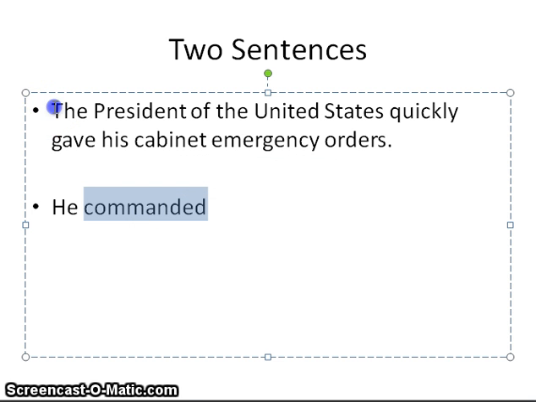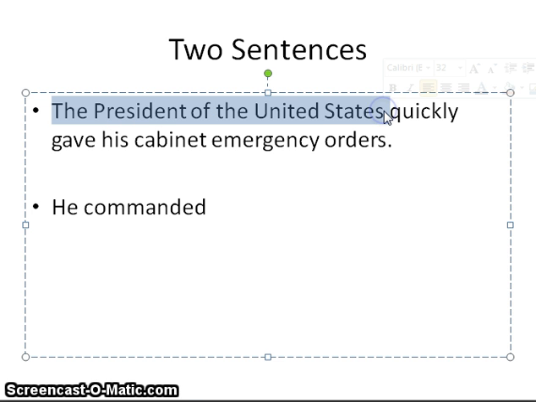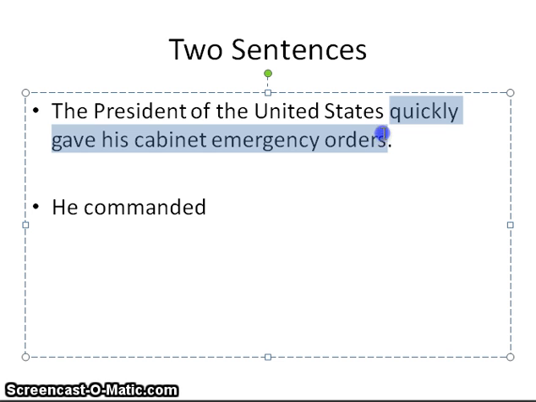Same thing with our first sentence. The President of the United States, that's our subject. It's something we'll learn to call the complete subject because it's got our primary subject and some extra pieces of information. And our complete predicate, quickly gave his cabinet emergency orders. Right here is our primary predicate, what we'll call our simple predicate, and some extra details.